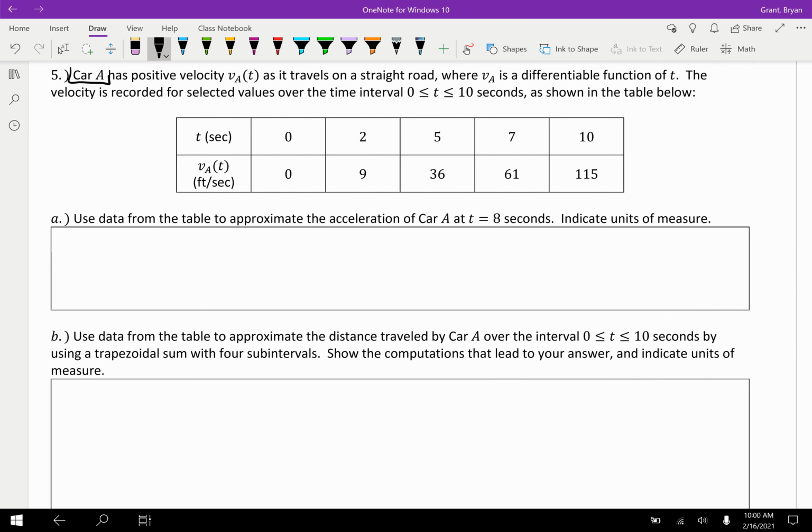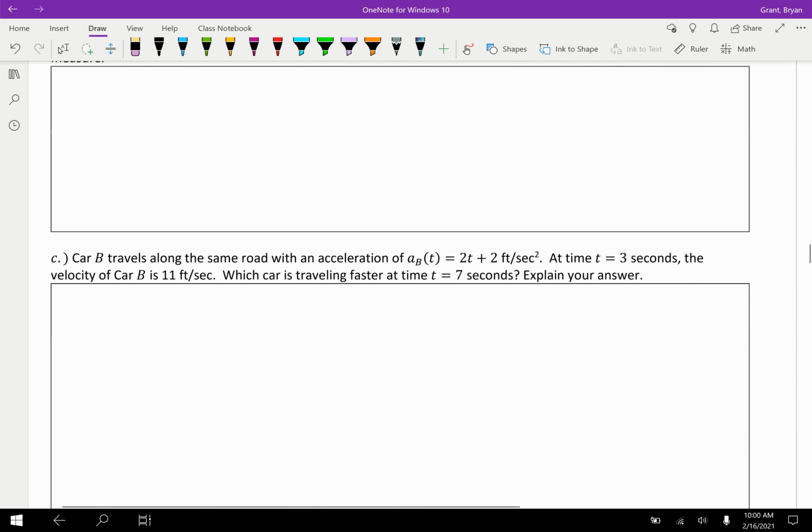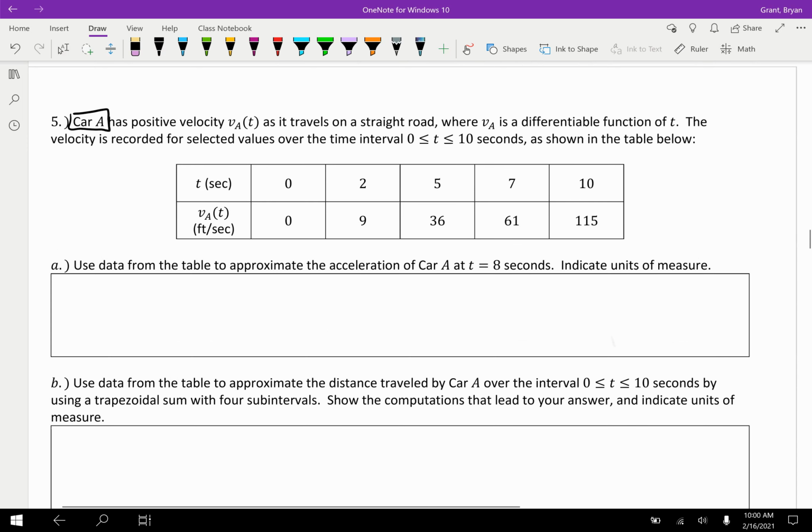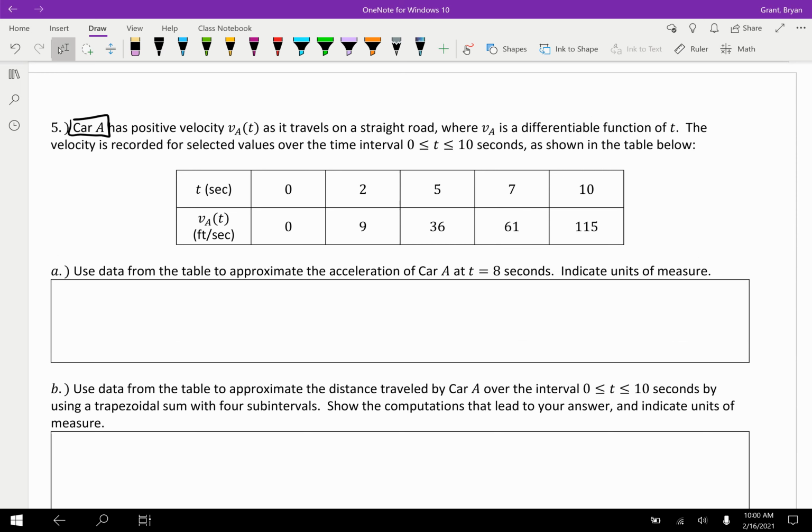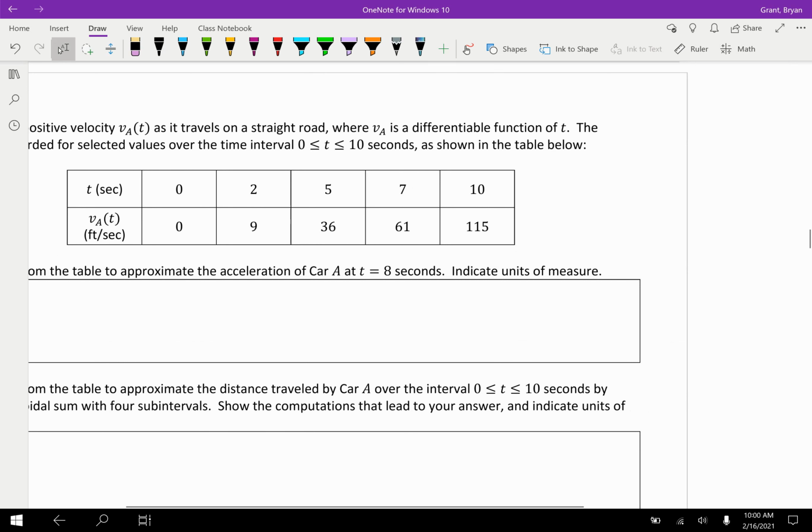So we have car A, and so they've denoted velocity as v sub a of t. Then later on, they're going to talk about car B, and they talk about the acceleration of car B, a sub B. So I wanted to go through and remind you of what these units will look like, and we'll just do this for car A, but car B is similar. So we have v sub A of t. Our units here are in feet per second.